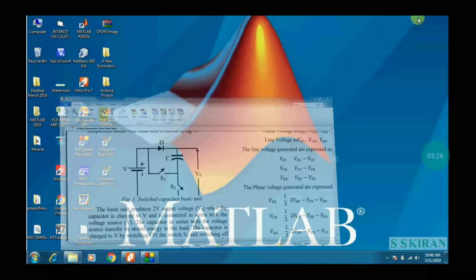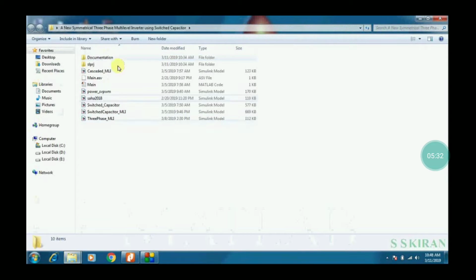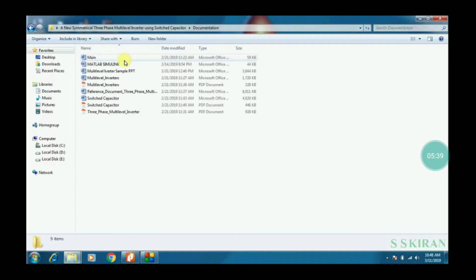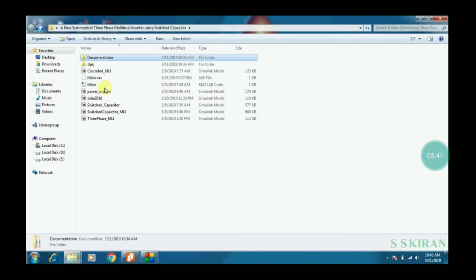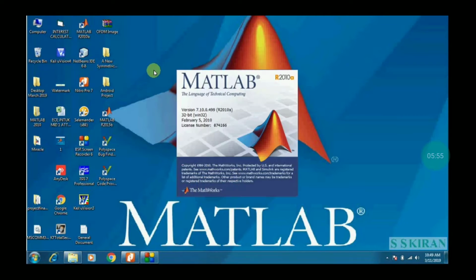Now come back to the desktop. Whatever we have to execute, first double click on MATLAB 2010. Come back to your original folder. In this folder I have designed all types of Simulink blocks. This is the documentation part. Then close it. This file is placed on the desktop. Double click on MATLAB 2010A. Now it will open slowly.